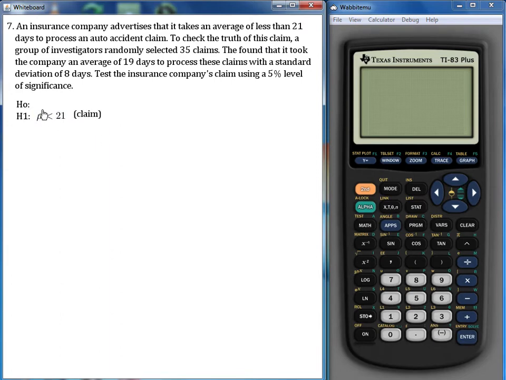And then the null is always going to contain an equals. So let me put that up there. Now, of course, when you're going to do your test online, you'll need to just put an M instead of the mu symbol, because they won't be able to find that on your keyboard, probably. All right, so that's the hypothesis.